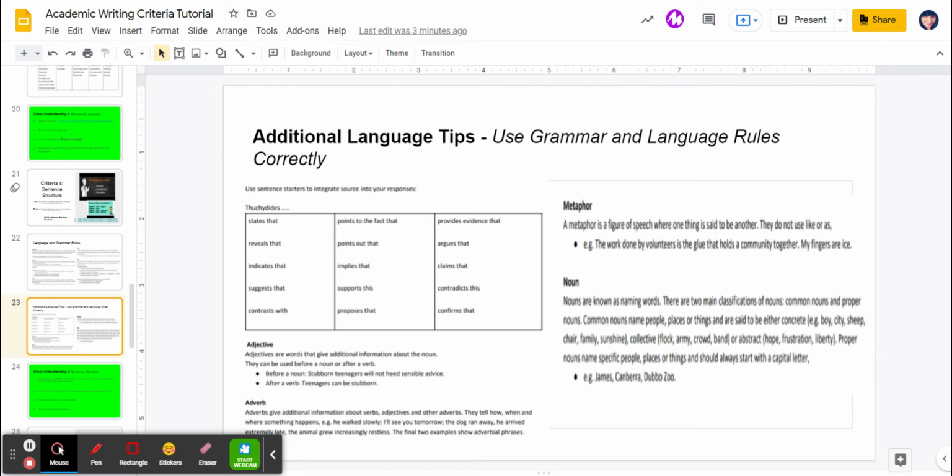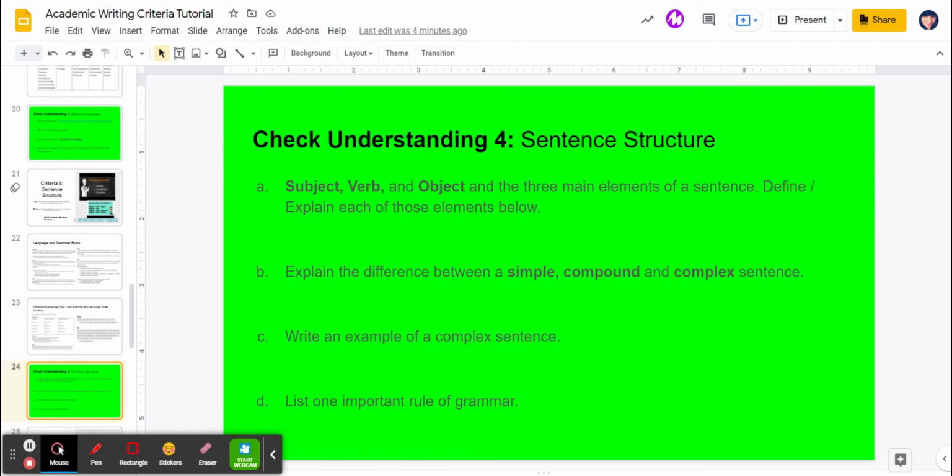Further information about other language and grammar techniques are given, including adjectives, adverbs, and nouns. Don't forget that proper nouns do require a capital. To check your understanding for this video, please complete these questions.